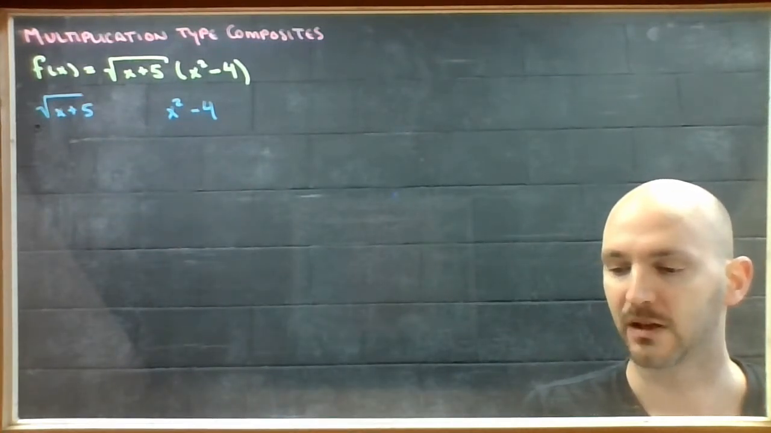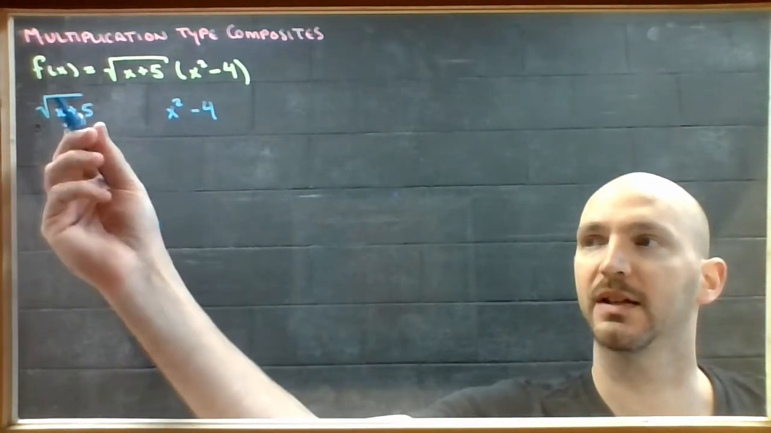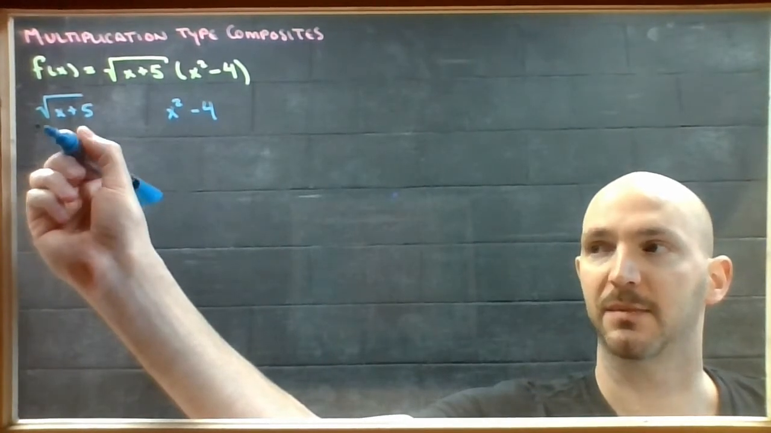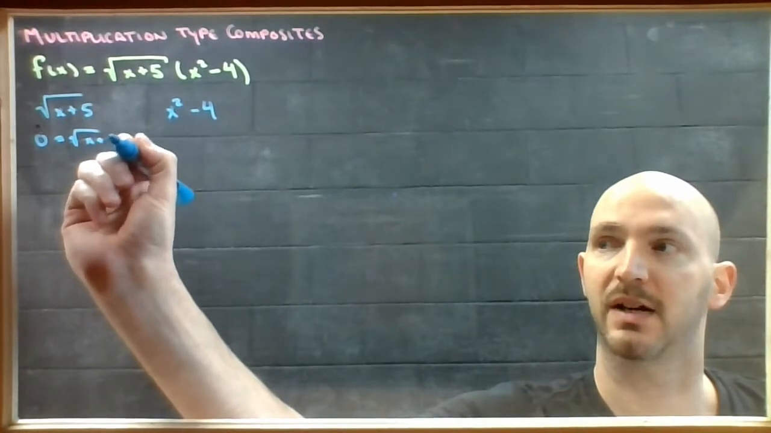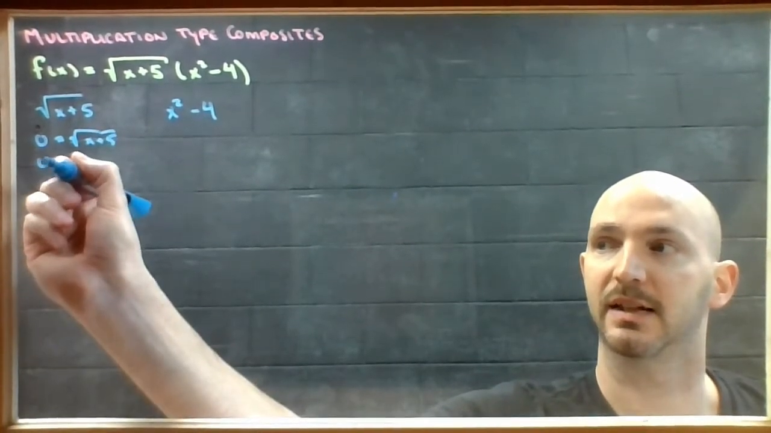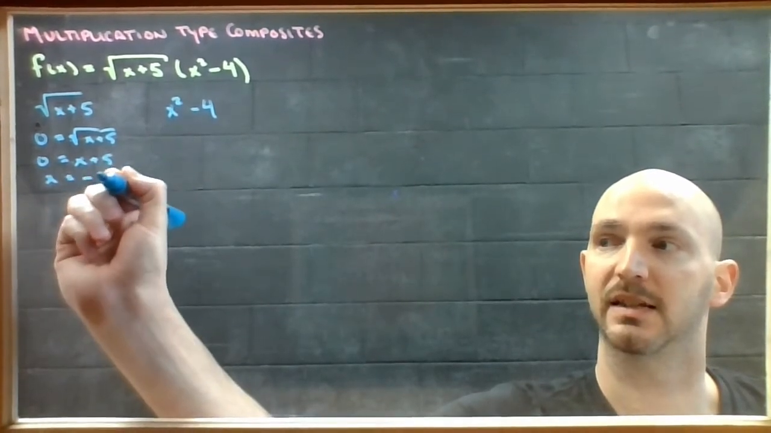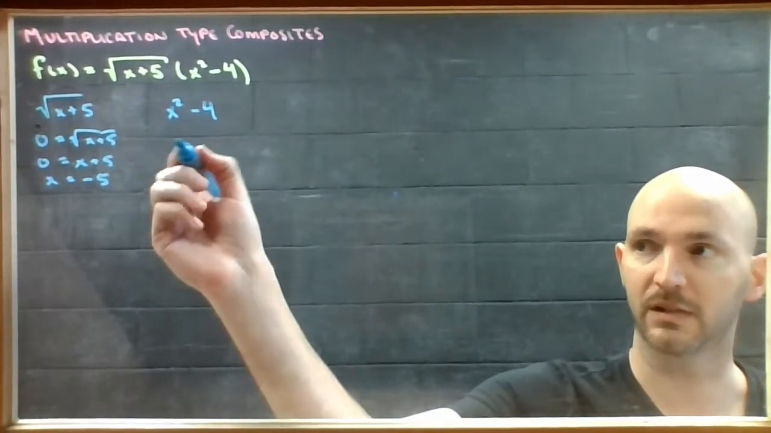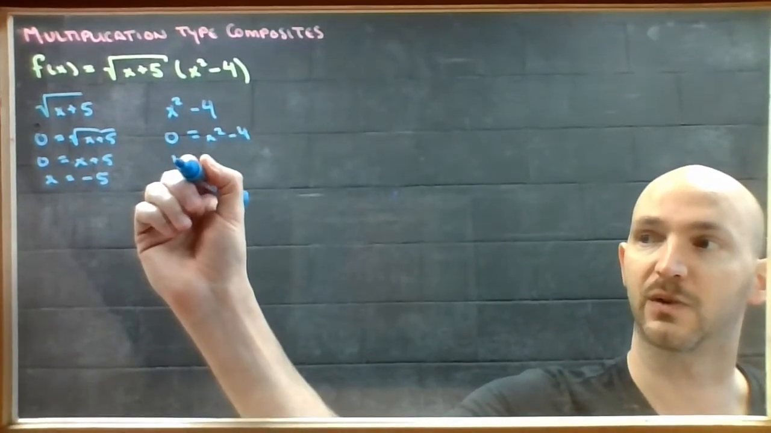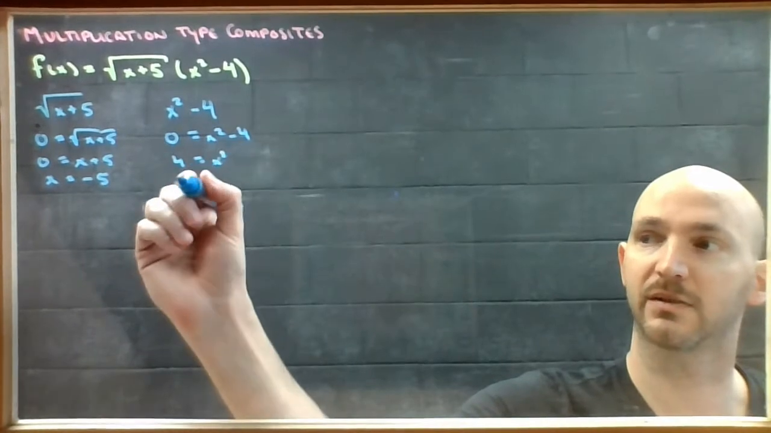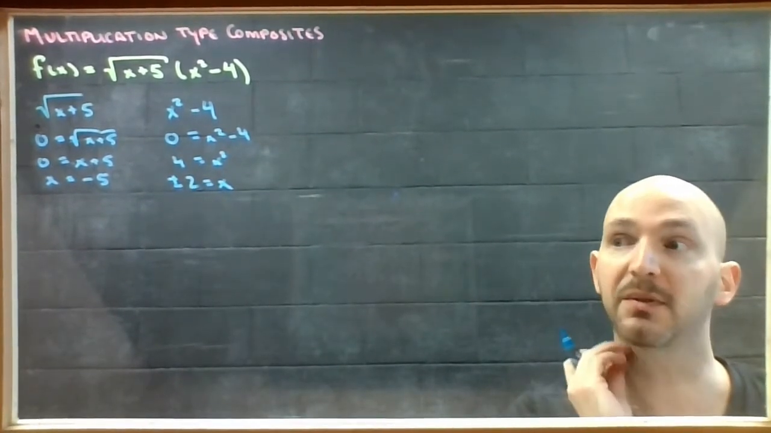Part B, determine the x and y intercepts of each piece. Okay, so the x-intercepts first. So I'm going to set this to 0, square root of x plus 5. Square both sides, I get 0 equals x plus 5, so x is negative 5. This one, 0 is x squared minus 4, so 4 is equal to x squared, so plus or minus 2 is x. So I found all my x-intercepts.